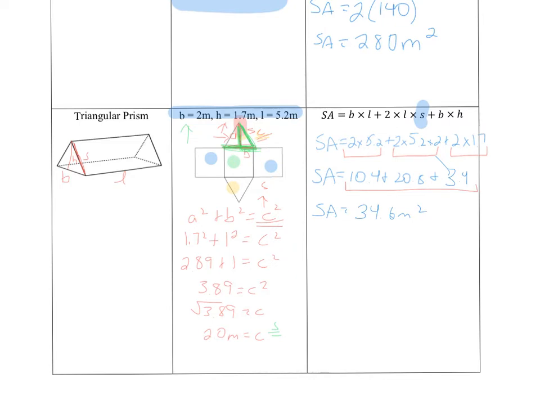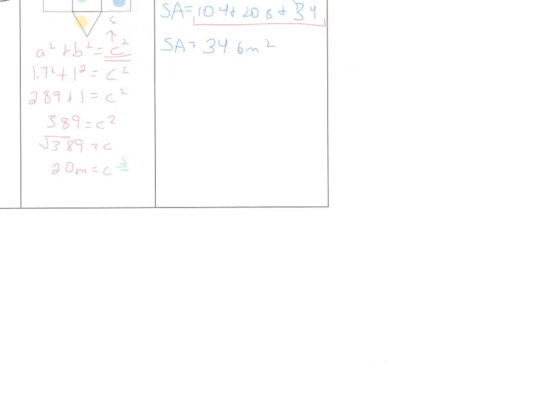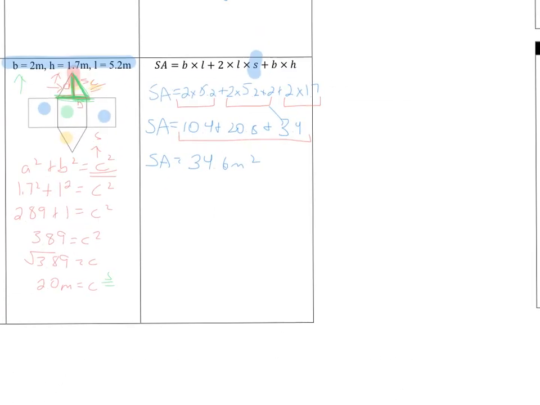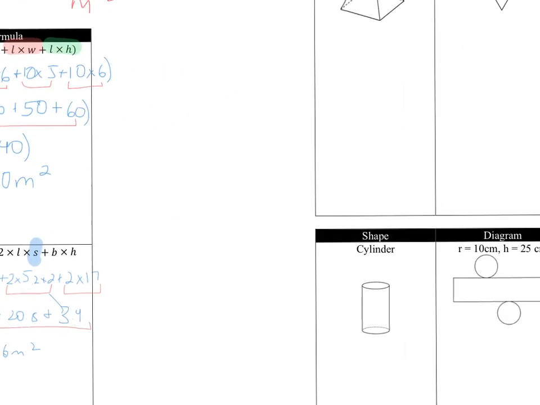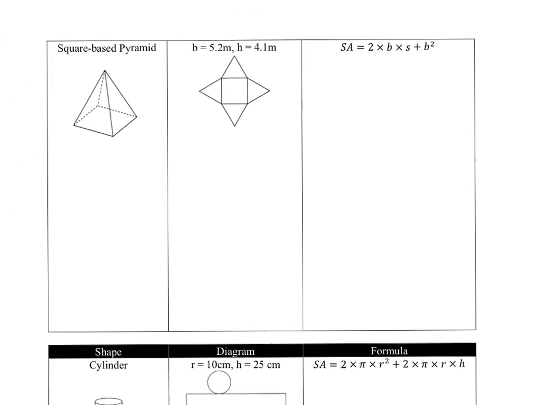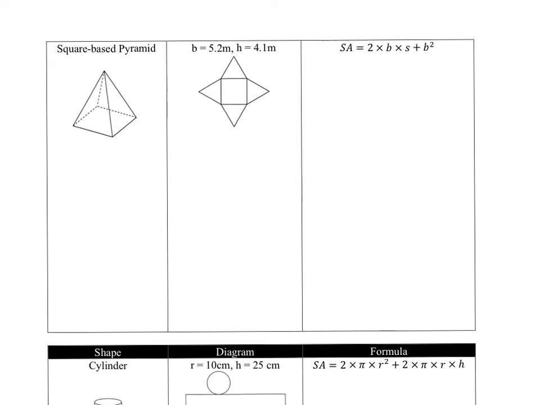Okay, so our next one, we'll scroll down. We are doing our square-based pyramid. So for this one, our dimensions, our bases are all along here and they're all the same. That's why it's squared. Our height is up and down from the tip to the bottom, and you will see it also creates that right triangle.